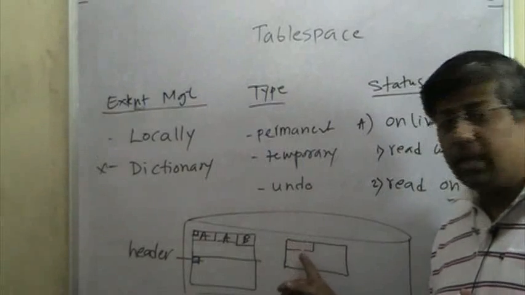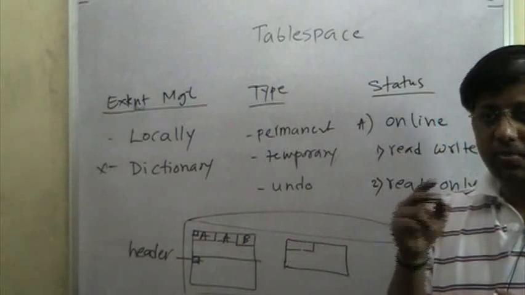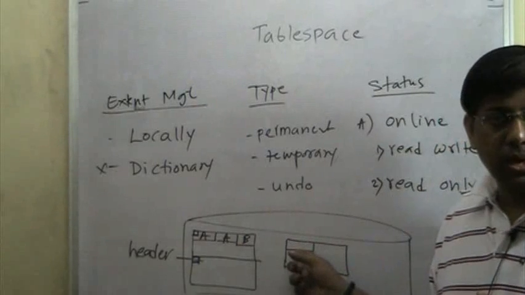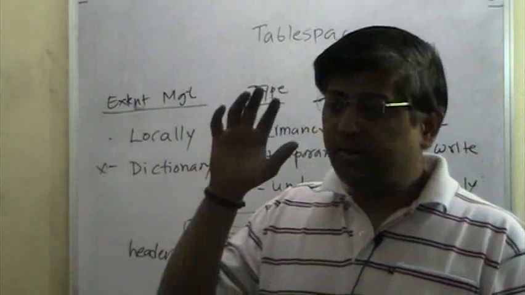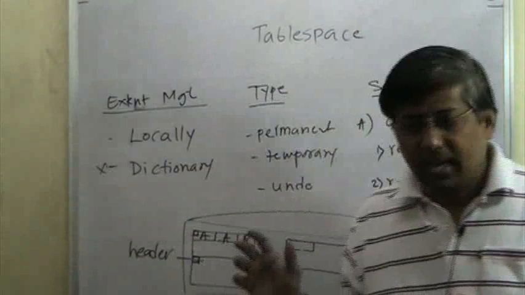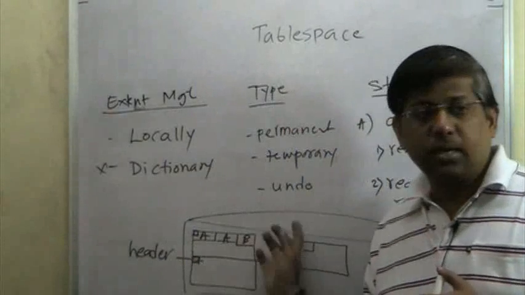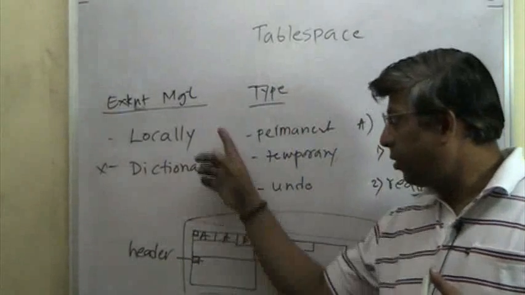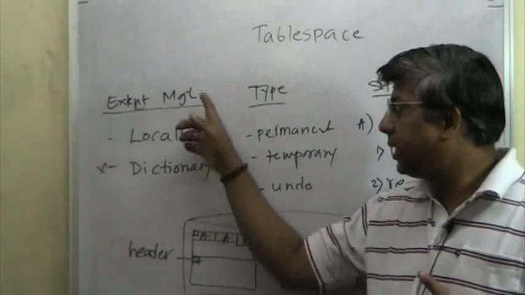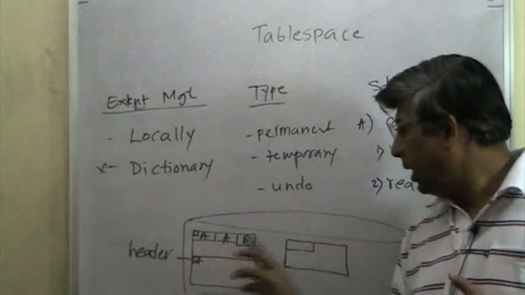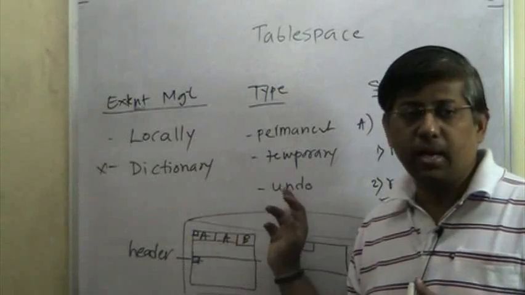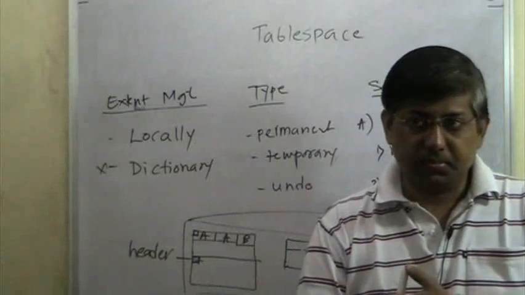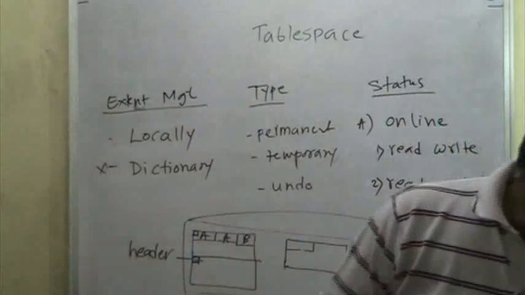So there will be a deletion of those two extents from the data dictionary row. And when there is a deletion, there is a rollback. When there is a rollback, there is an overhead, and everything is slow. And that's why Oracle decided, starting from version 9i, that we are not going to keep the information about the extent management of any table space in the data dictionary, but we are going to keep it locally in the header of the data file, and that makes it very fast. Okay, so that is the locally managed table space.